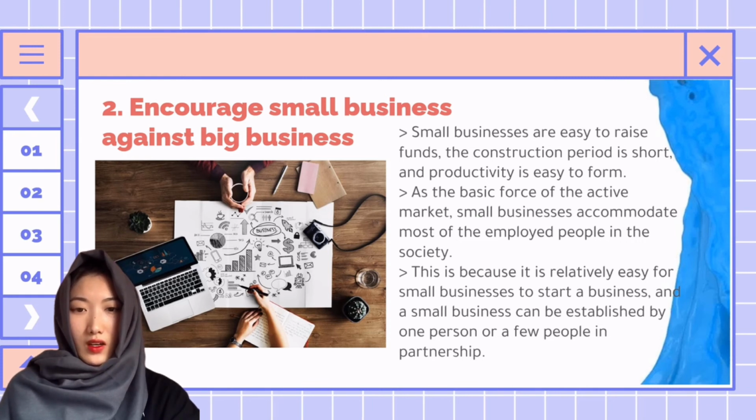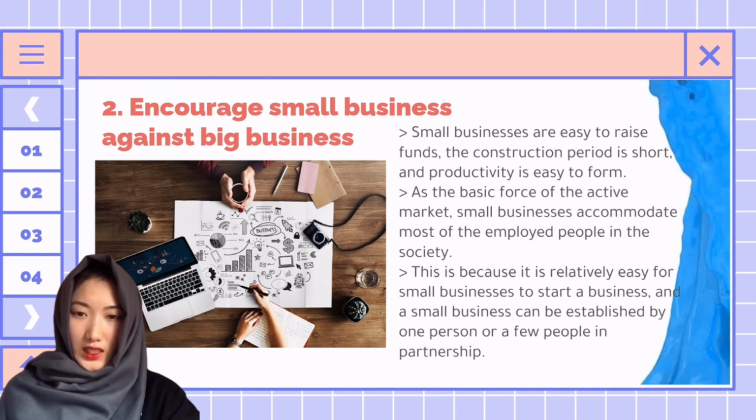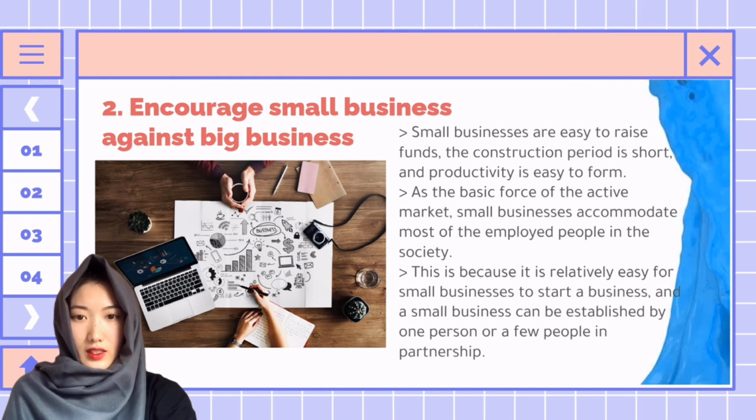This is because it is relatively easy for small businesses to start, and one or several people can start a small business on partnership. It can not only solve the employment problem of oneself, but also bring to the society job opportunities. The third way is the change in investment patterns.